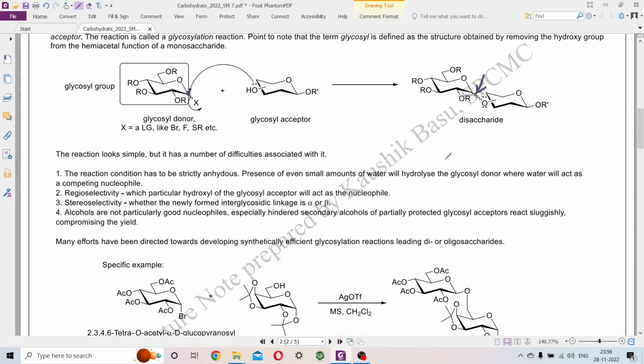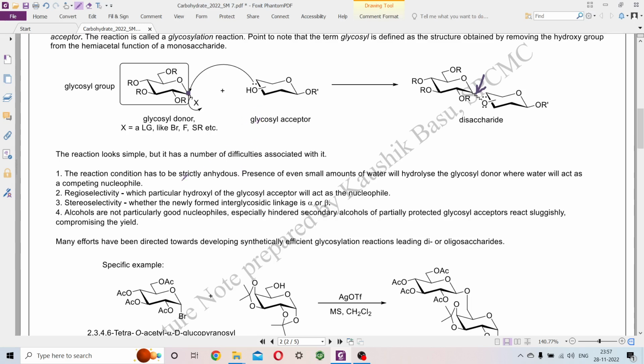First of all, the glycosylation reaction has to be strictly anhydrous, because this is a very labile bond. If you make X leave as X minus, the carbocation which is generated is resonance stabilized, an oxocarbenium ion, and therefore is extremely susceptible to hydrolysis. So the presence of even a small amount of water will hydrolyze the glycosyl donor, and the water will act as a competing nucleophile, and it will compete successfully with the glycosyl acceptor's free hydroxyl group.